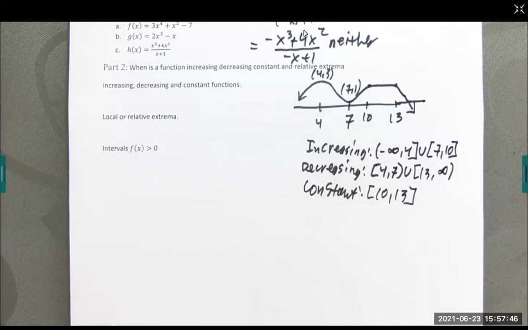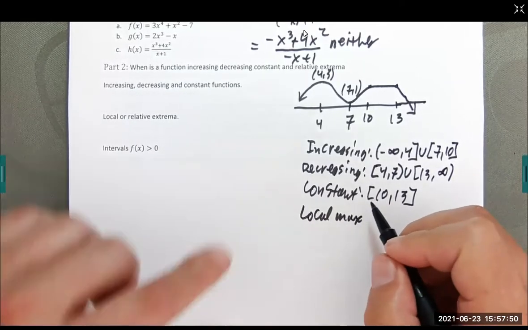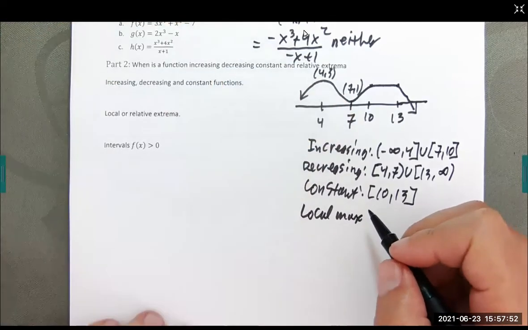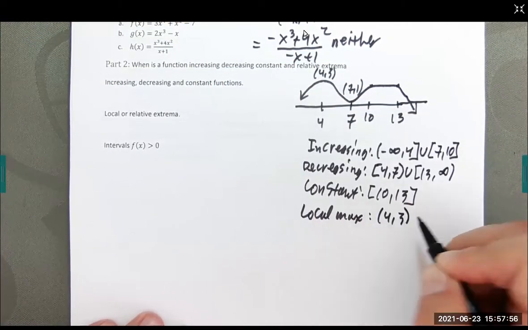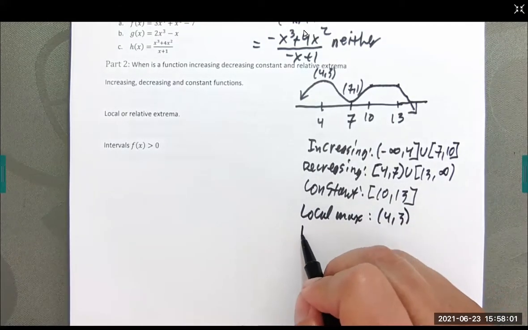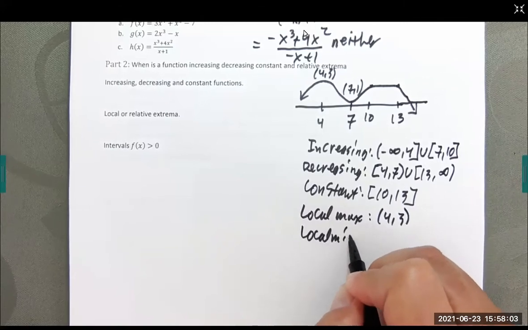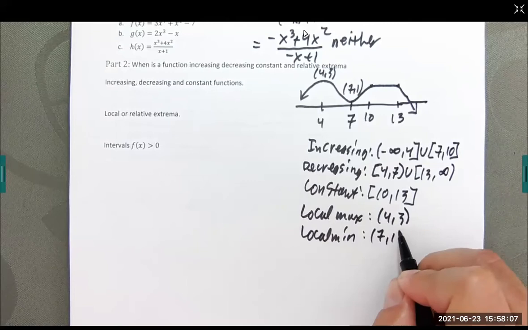Local max, meaning where it peaks and valleys, or in this case peaks. Local max is going to be at the point 4, 3. And we would say that the maximum is 3, the y value. Local min is at 7, 1.